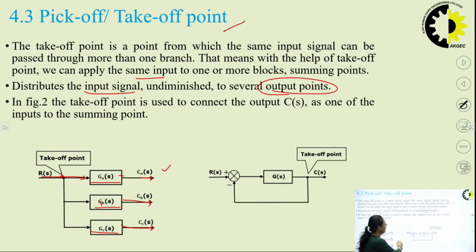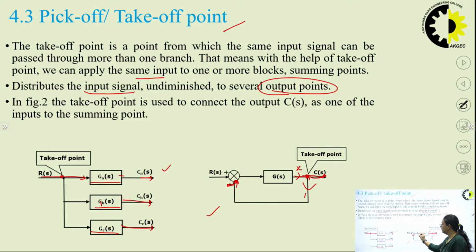And in figure 2, you can see here the summing point is used to connect the output. This takeoff point here is used as one of the inputs to the summing point. So this point is also a takeoff point. See here, if the output of G(s) is X, this X is going towards this C(s), and this X is also going towards this summing point with a minus sign over here, right?